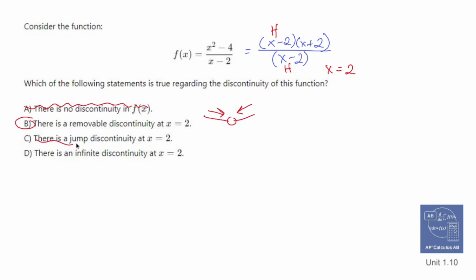So no, not jump discontinuity, no, not infinite discontinuity, whatever that means. Maybe that's a vertical asymptote. In this case, since it's a hole, we have what's called a removable discontinuity because the limit does exist.